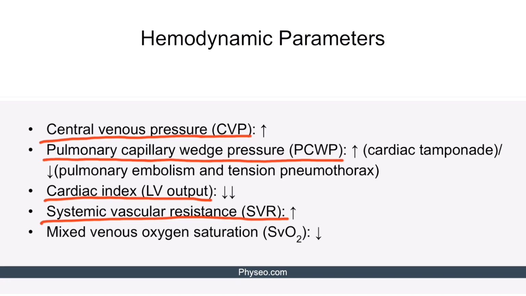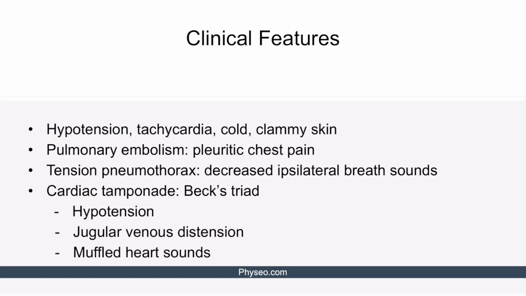Lastly, with obstructive shock, since blood flows very slowly in the capillaries, the tissues have more time to extract lots of oxygen. So by the time the blood flows through the capillaries, passes the tissues, and reaches the venous system, the oxygen level will be low. So the mixed venous oxygen saturation will be decreased. But what does this look like on a patient?